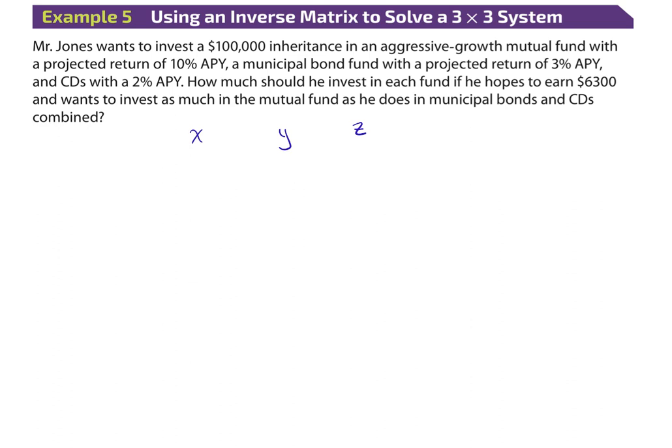X is how much he is investing in that fund, Y, X, Y, and Z. That's how much he's investing. So if I add up how much he is investing, how much is that all together? Well, that's $100,000 according to my word problem. Then I look at how much he's earning on each one.